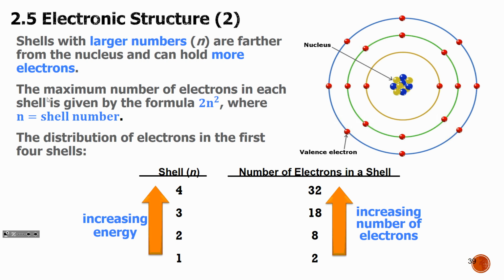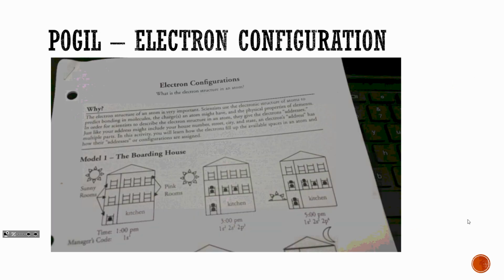We talked about that. The maximum number of electrons in each shell is given by the formula 2n squared. So if I'm on the second shell out, 2 squared is 4, times 2 is 8. If I'm on the third shell out, 3 squared is 9, times 2 is 18. So you sort of see how that works. And we just keep getting bigger and bigger, the amount of energy going up and the increasing number of electrons.